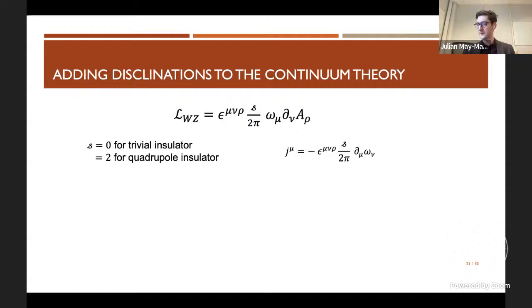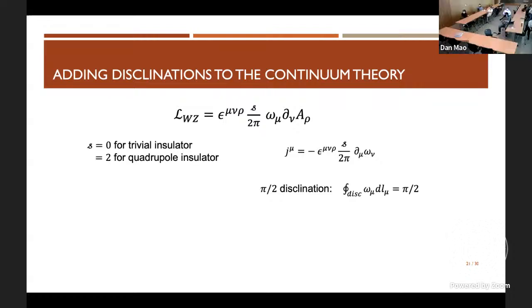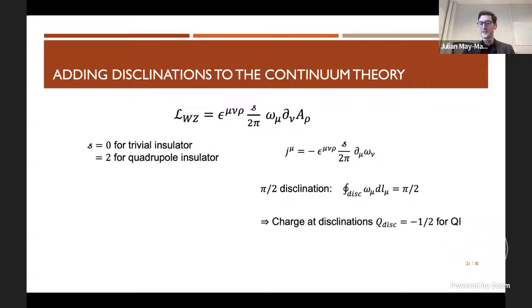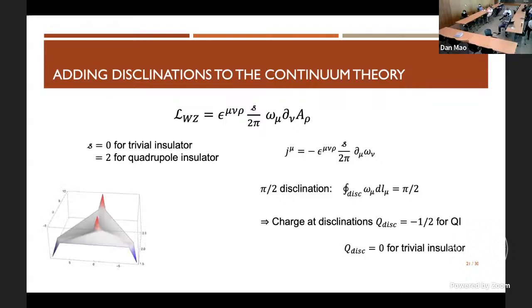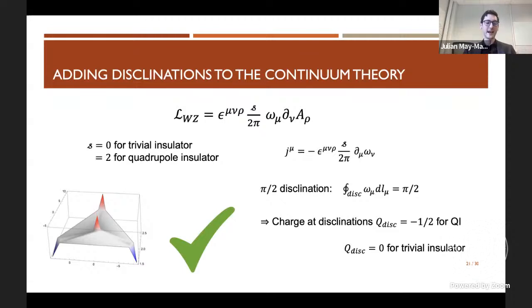If we then take a functional derivative of this Wen-Zee term, we find that charge is bound to fluxes of omega. And since the 2 pi over 4 disclination corresponds to a pi over 2 flux of omega, we find the charge of the disclination of the quadrupole insulator will indeed be 1/2, consistent with what we found for the lattice model. Additionally, as just a sanity check, we can see that since S is 0 for a trivial insulator, disclinations of the trivial insulator will not bind any charge, as we would expect. This is all good and dandy and agrees very well with what we see in our lattice model.